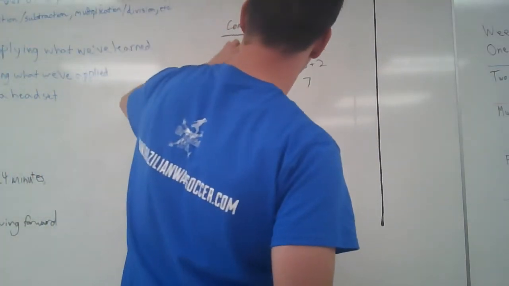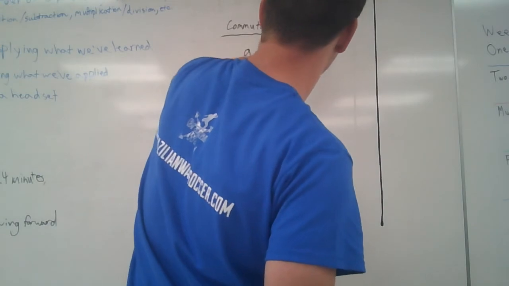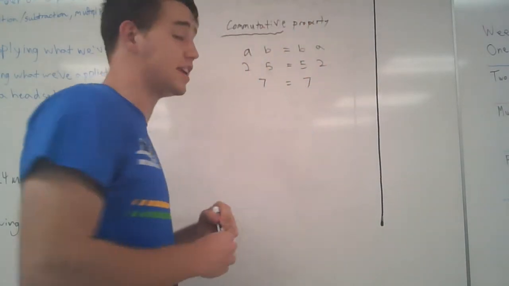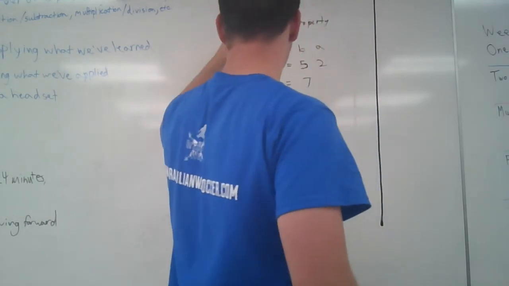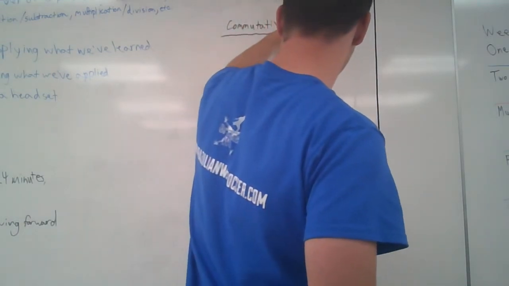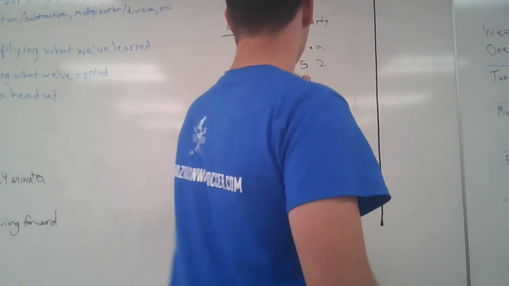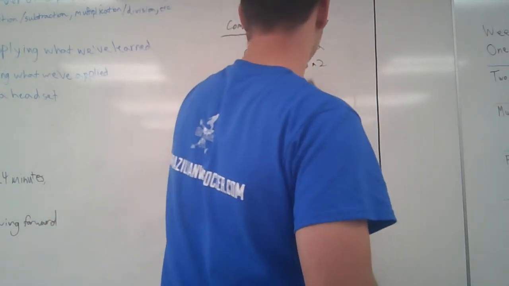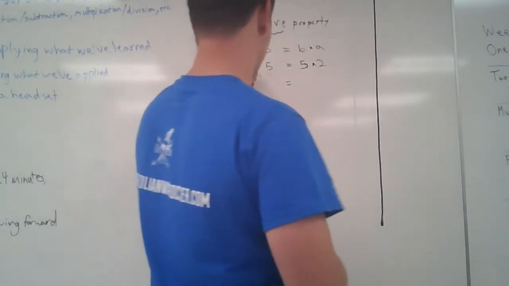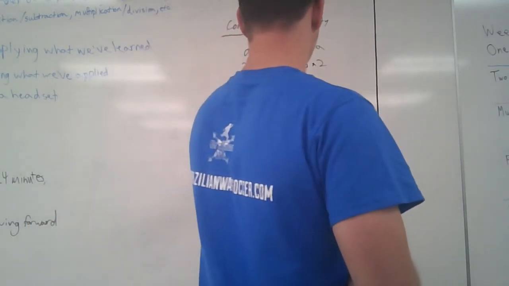If instead we decide to use multiplication to show that commutativity is still available here, then we have A times B equals B times A. 2 times 5 equals 5 times 2. And you can see that this comes out to 10 is equal to 10.